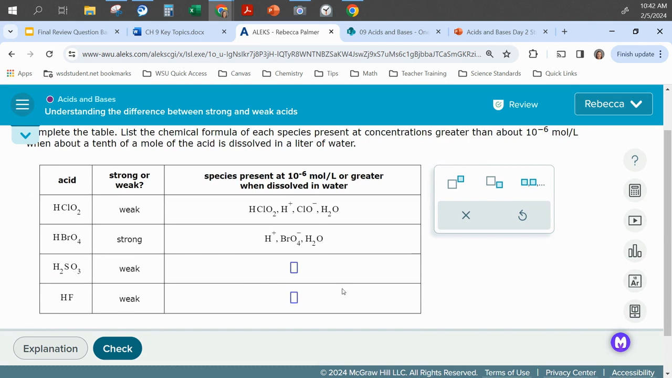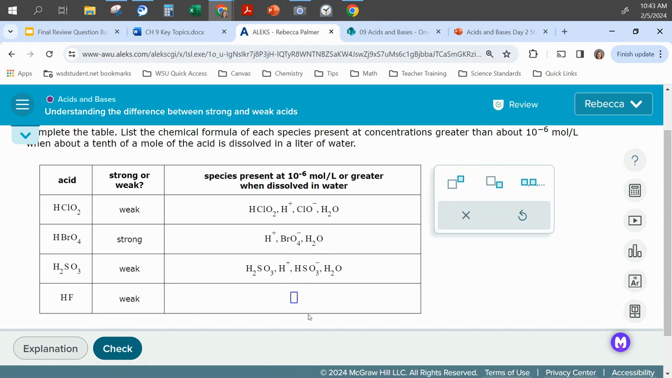Okay, these are weak. So if it's weak, first write the whole formula out, because some of that will still be in solution. H2SO3. Not all of that will break apart because it's weak. And then we'll get H+. We'll get the conjugate base, so whatever broke off from the hydrogen, we got HSO3. Remember, we have to drop the charge, so this one's going to be negative. And then we also get water.